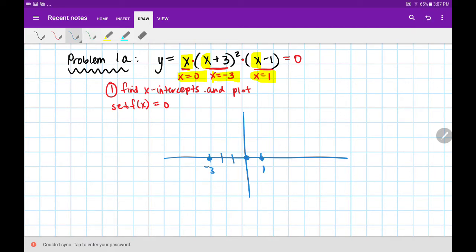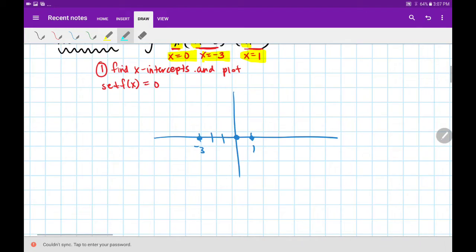So notice here that I have 4 intervals to deal with. I have this interval here to the right of 1. I'm either above the graph, above the axis, or below. Between 0 and 1, I will either be above or below the axis, positive or negative. Between negative 3 and 0, I'll be positive or negative. And then over here at the end, I'll be positive or negative. So we're going to put down 4 signs to tell us where the graph is located.